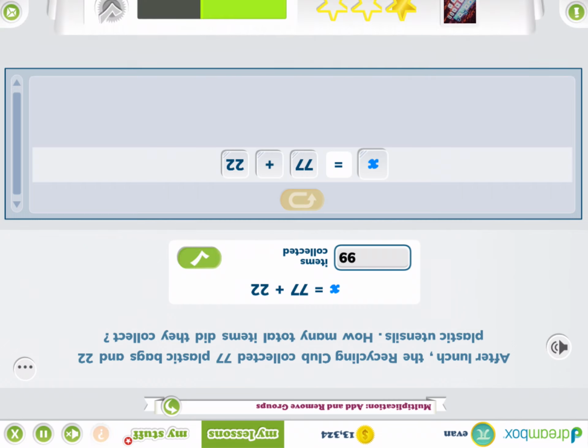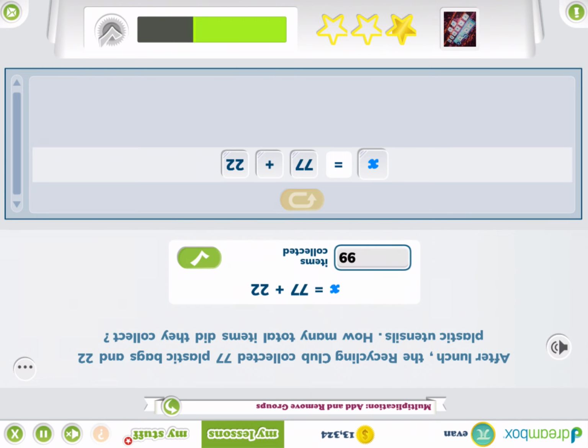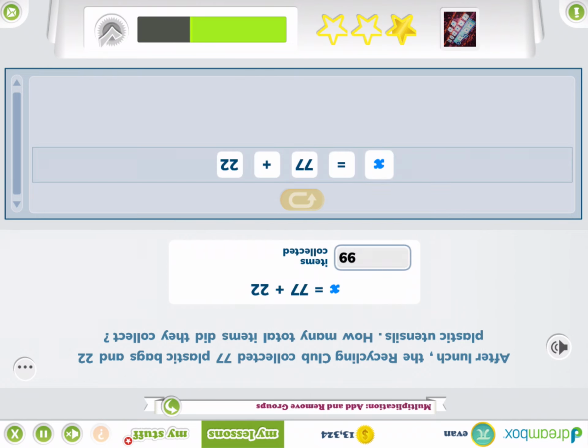Good job! They collected 99 items in all.